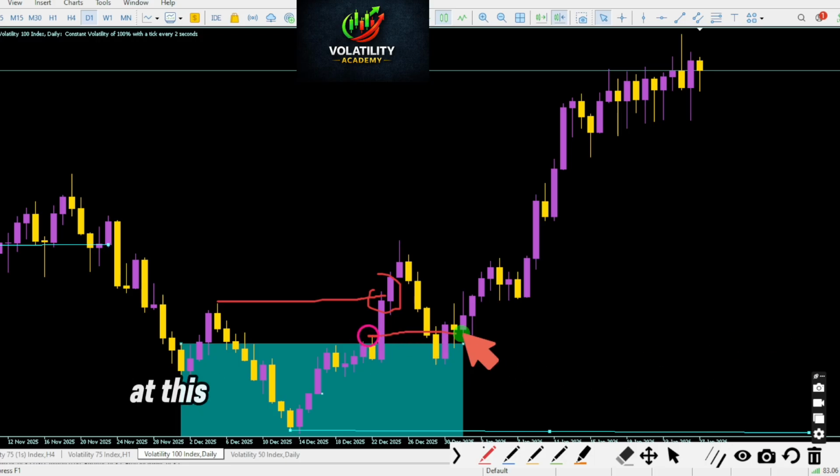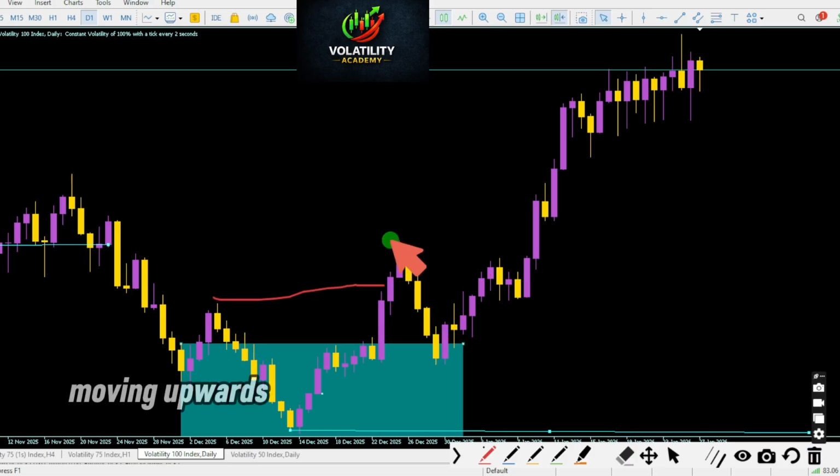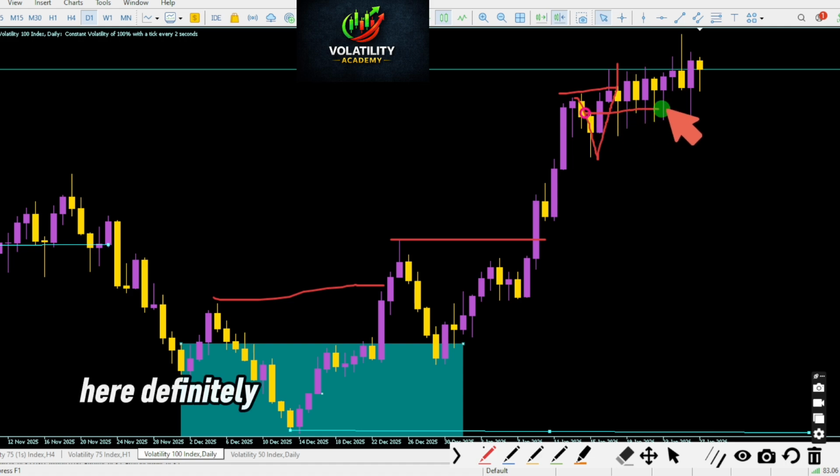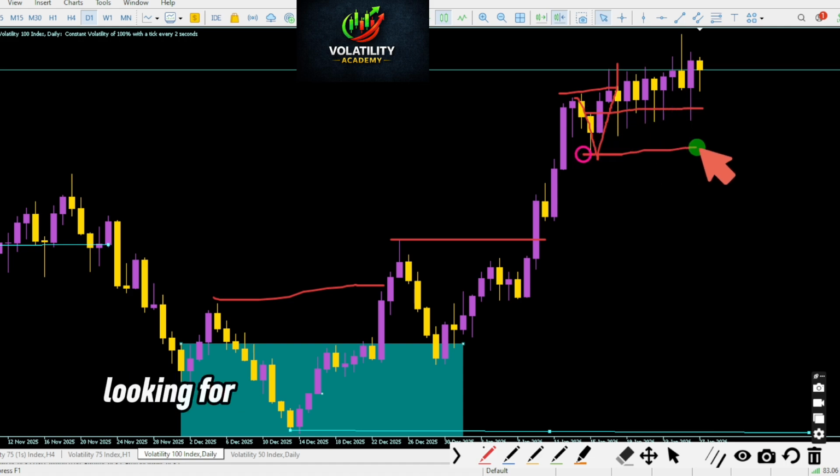Now look at this demand zone right here. Just look at this demand zone. Market came down, respected it, and continued moving upwards. The market held and it kept moving upwards. Broke this to the upside, retraced, broke again to the upside. So right here, definitely anybody that was here should be looking for buys.